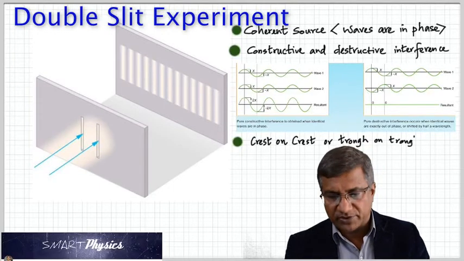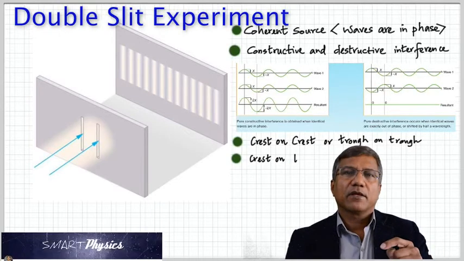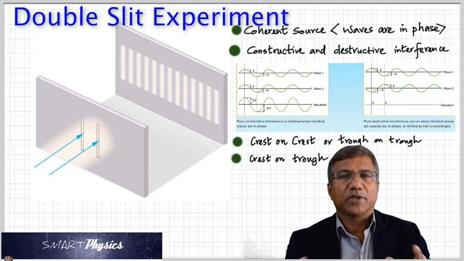In destructive interference, on the other hand, you have a crest coming together with a trough. That's why they cancel out.